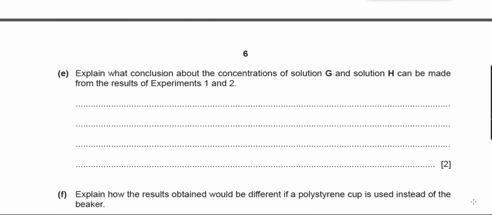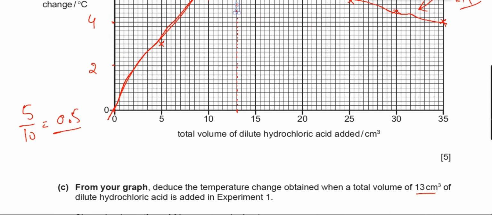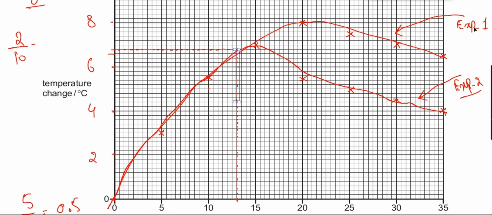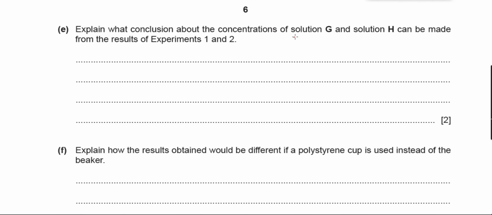Next, he says explain what conclusion about the concentration of solution G and solution H can be made from the result of experiment 1 and 2. So we learned from experiment 1 there was more rise in temperature, as I can go back from the graph or even from the curve. You can see the max temperature was 8, but in experiment 2 that max temperature was almost 5.5. Okay, so we can easily mention that in experiment 1, the concentration of solution G was more.